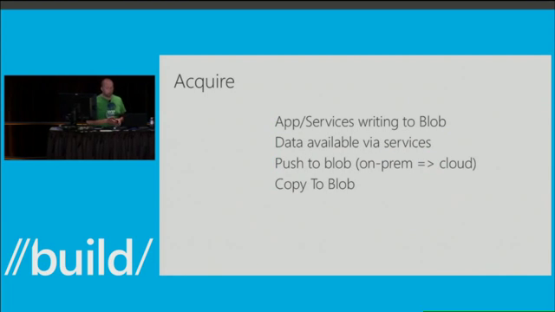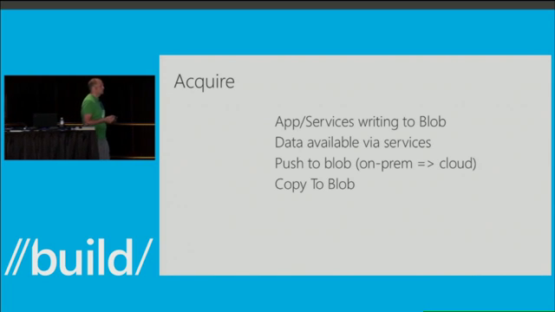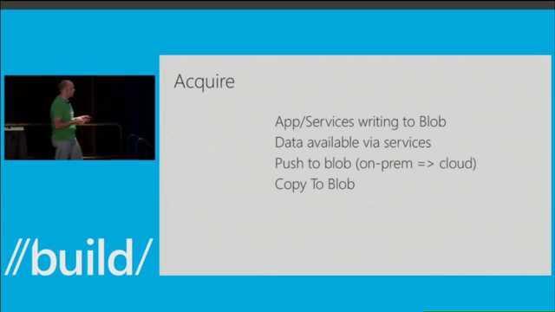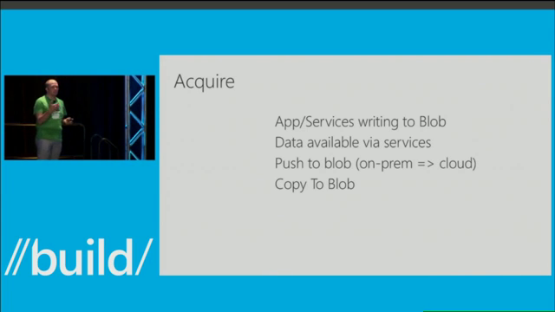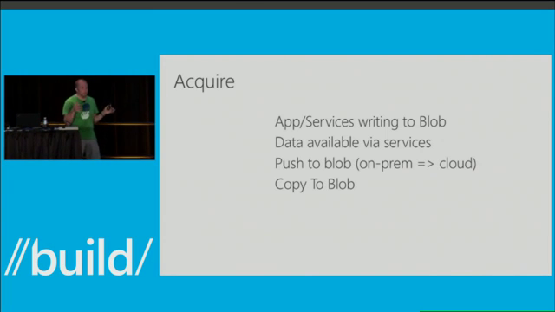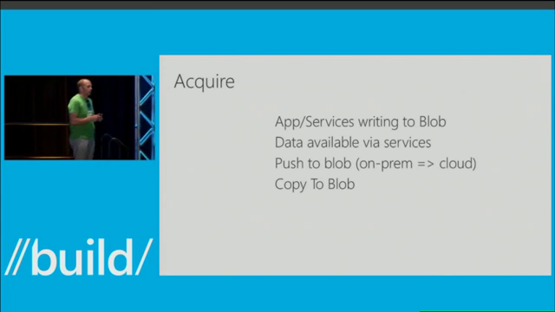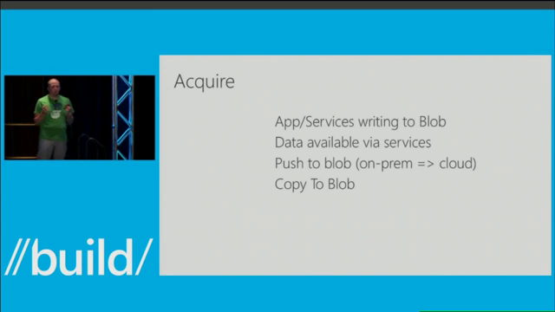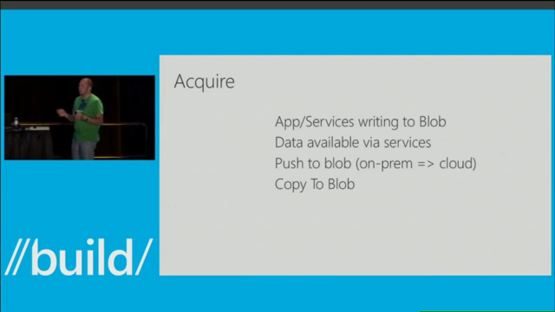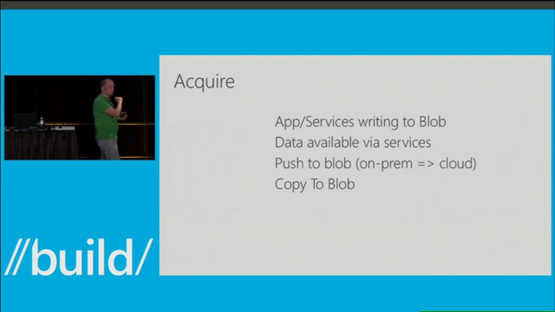So let's talk about acquiring the data. Really, this is about landing data into blob storage. A couple of different ways to do this. This is applications writing directly to blob storage. This is about consuming a set of data that's available via web services. It's also about pushing to blob, so going from on-premises to blob storage. There's a bit of a physics problem here. Compute the aggregate bandwidth of a FedEx truck full of hard drives, and it's probably bigger than the pipe you have going out of your data center.